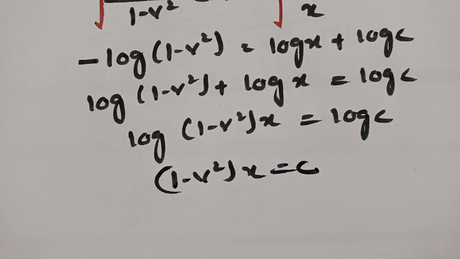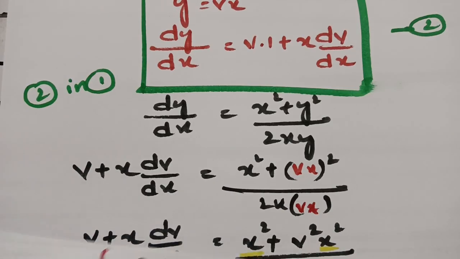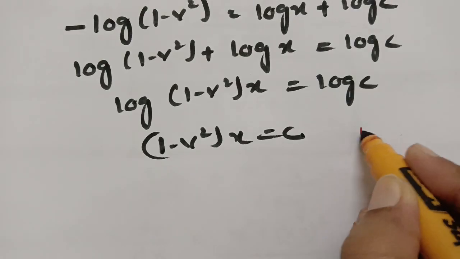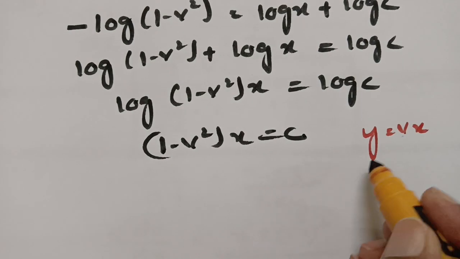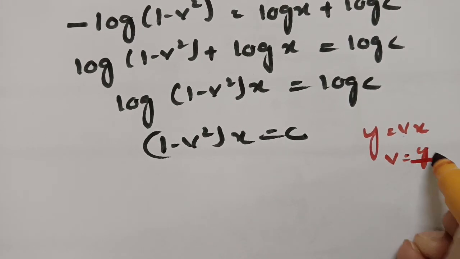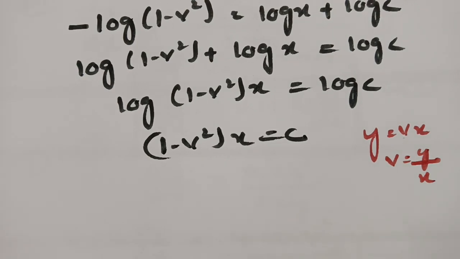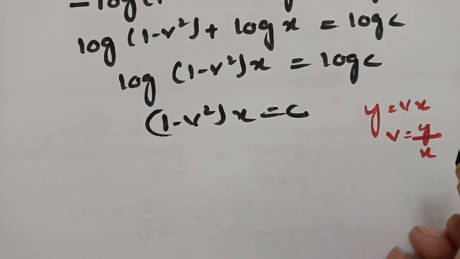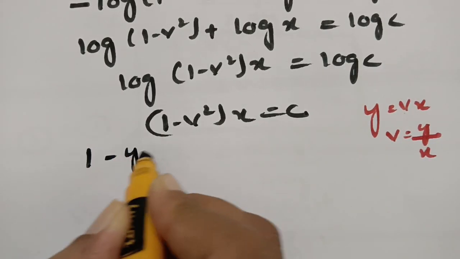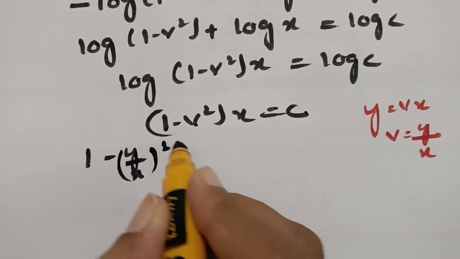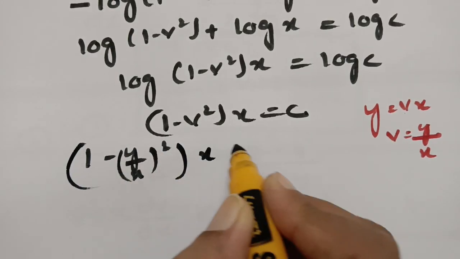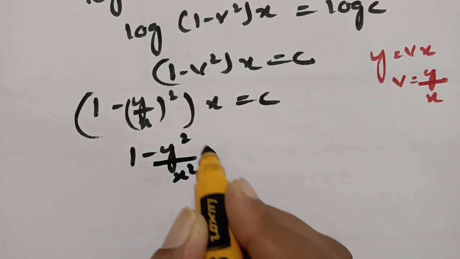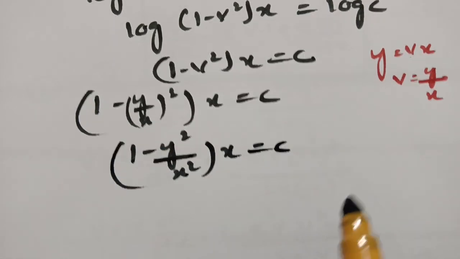So here is the substitution that we have taken, that y is equal to vx. So for y is equal to vx, what is the v value? The v value will be y by x. So now I am going to substitute y by x in place of v. So this will be 1 minus y by x whole square into x, which is equal to c. So this will be 1 minus y square by x square into x is equal to c.